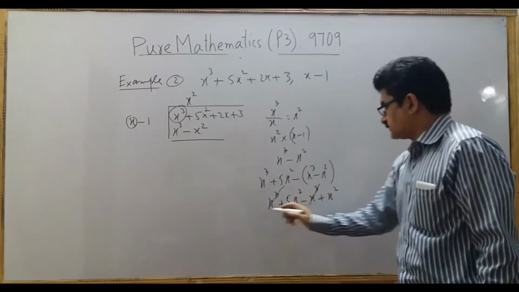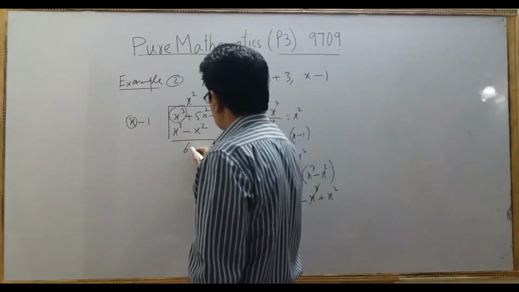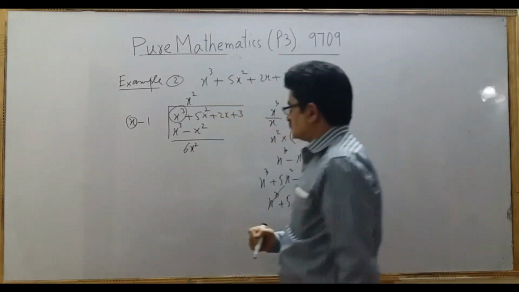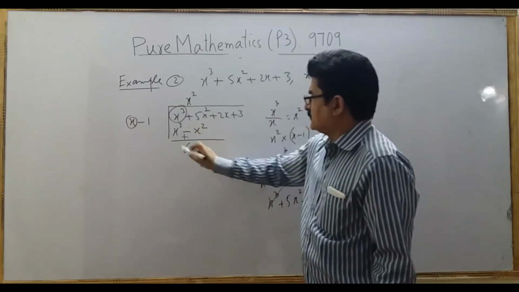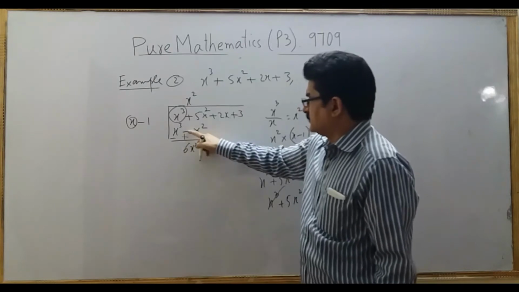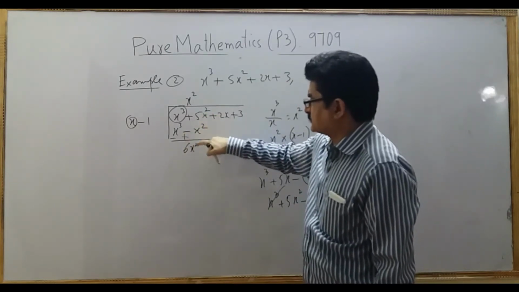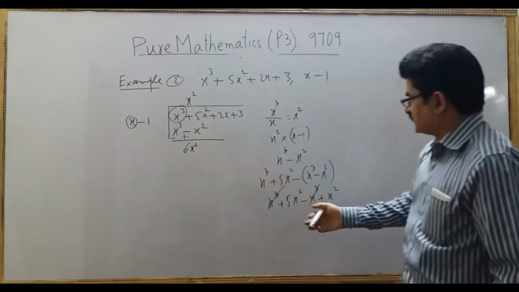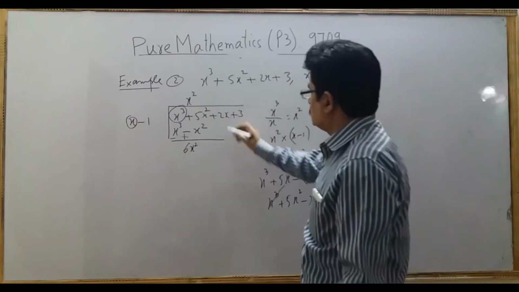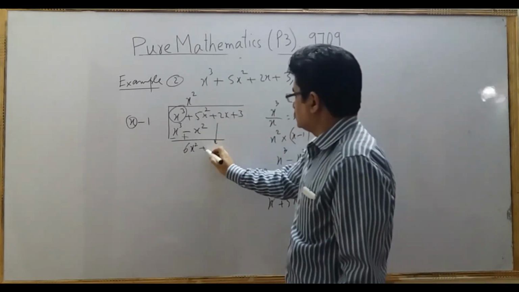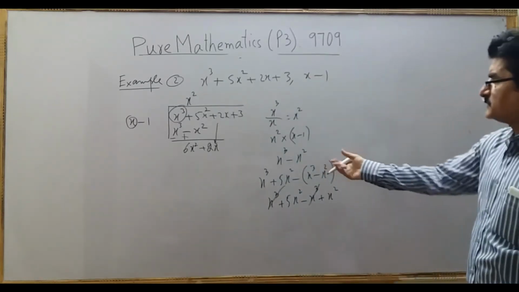This is cancelled out. This will be added to it. You will get 6x square. So you can also understand this as changing the sign: this is now minus, this is now plus, not minus. So add 5x square to this x square. You can save your time if you don't want to write this. Now you will carry this term. The next term is plus 2x. Carry it down. Now repeat this process again.